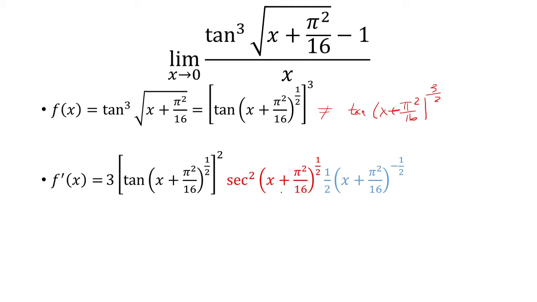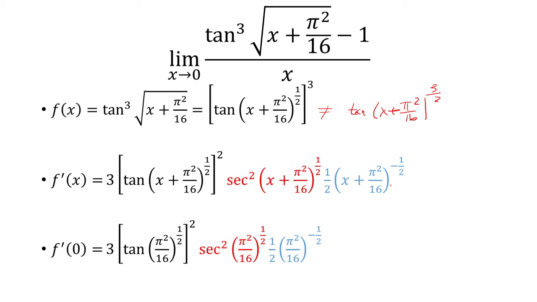Next, take the derivative of the inside. Well, first there's the outside function, 1/2. Bring it down, keep the inside the same, so x plus pi squared over 16 is the same. Subtract 1 in the exponent. 1/2 minus 1 is negative 1/2. Take the derivative of the inside, which is just 1. Now simplify. If I plug in x equals 0, we know wherever there's an x, just get rid of it. That's all I did in this step.